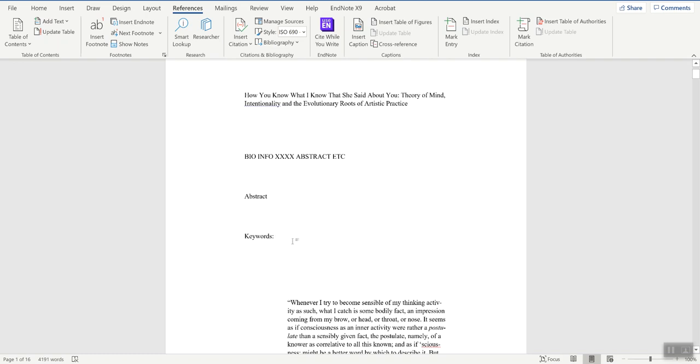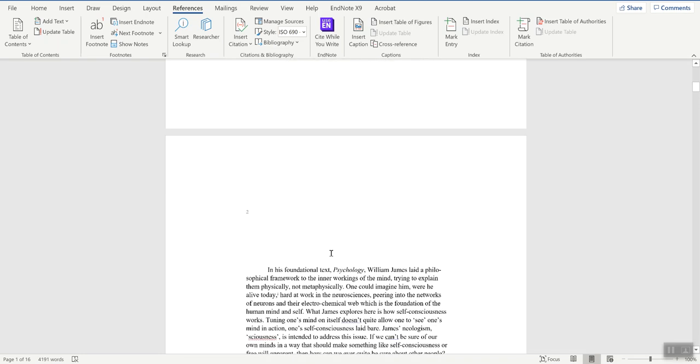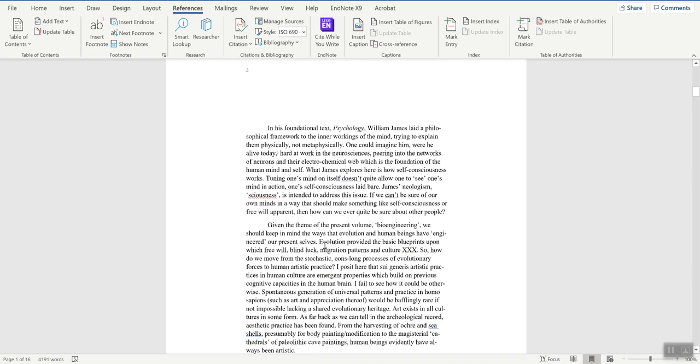So three of my keywords would be theory of mind, comma, second order intentionality. I just abbreviated it here. That's a very specific field of study. Evolution, evolution and art, right? You see that the keywords are just things that I am pulling from the text of my essay.